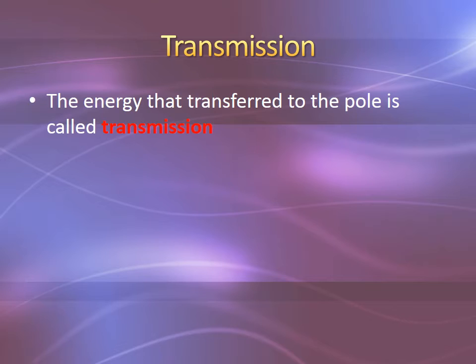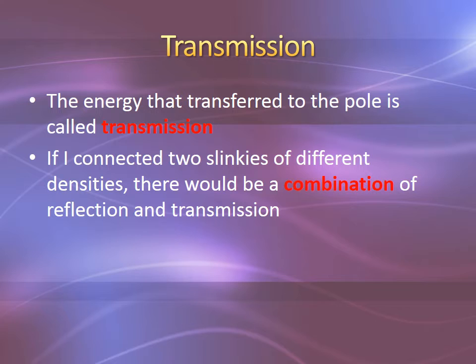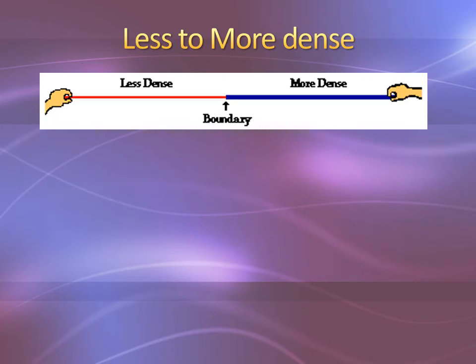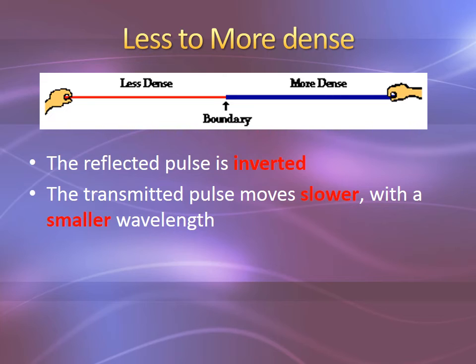Transmission. So the energy that was transferred to the pole is called transmission. If I connected two slinkies of different densities, there would be a combination of reflection and transmission. So if we went from a less to more dense setup, right, that boundary there in the middle is noted. The reflected pulse, some of the energy that comes back, it's inverted. And the transmitted pulse, because it's a more dense medium, the wave speed becomes slower, and because the frequency didn't change, the wavelength is also smaller.